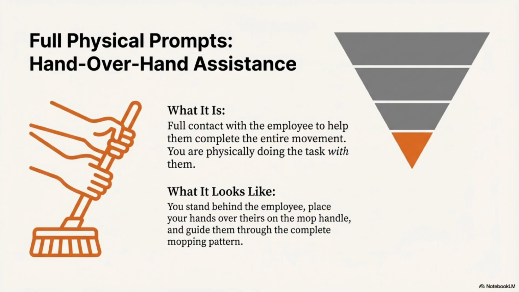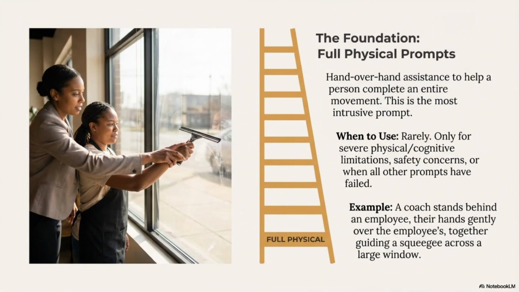Full physical prompts. Full physical assistance is full contact with the employee to help them complete the entire movement. This is hand-over-hand guidance. You're physically doing the task with them. Example: you stand behind the employee. You place your hands over their hands on the mop handle. You move the mop in the correct mopping pattern while their hands are under yours. This is the most intrusive prompt. You're fully assisting them through the task.